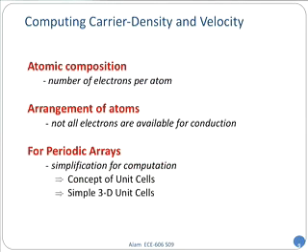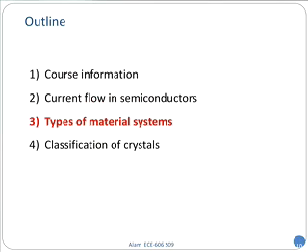So let's talk about the 3 things that determine the carrier density. One is the atomic composition, the arrangement of the atoms, and for periodic arrays like crystals, the concepts of unit cells and how they are classified. So different types of material systems. Of course we understand that carrier density could be different depending on the number of electrons you have in a material. Silicon has a certain number of electrons, and copper has a different number of electrons. So let's start there.